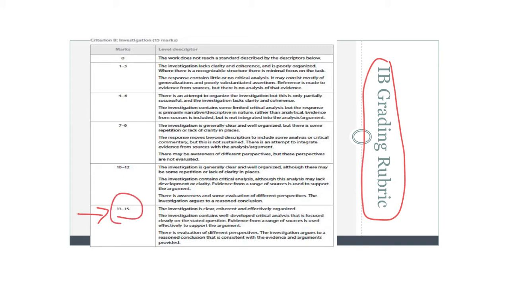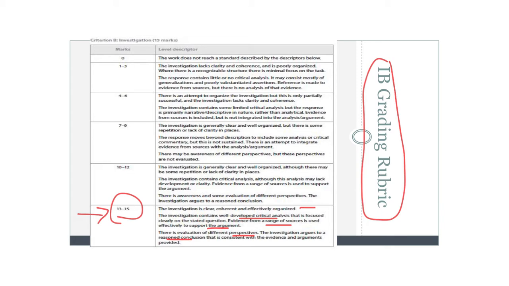In order to get a 13 to 15 paper, what do you need to do? Well, it says the investigation is clear, coherent, and effectively organized. It says the investigation contains well-developed critical analysis that is focused clearly on the stated question. Evidence from a range of sources is used effectively to support the argument. And lastly, there is evaluation of different perspectives. This investigation argues to a reasoned conclusion that is consistent with the evidence and arguments provided.